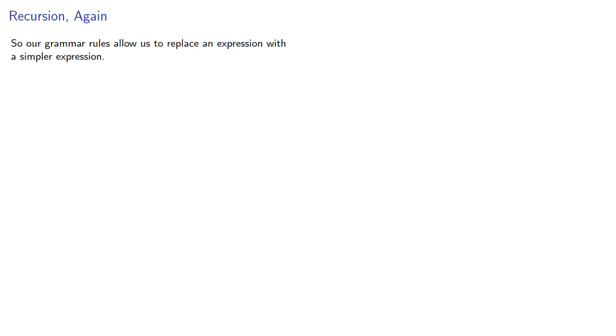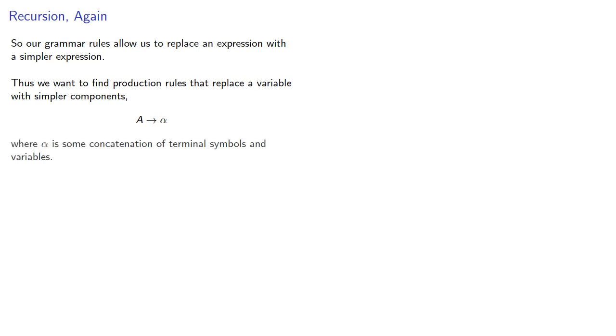So our grammar rules allow us to replace an expression with a simpler expression. Thus, we want to find production rules that replace a variable with simpler components, where alpha is some concatenation of terminal symbols and variables. Eventually, we need productions of the form where x is itself a terminal symbol.